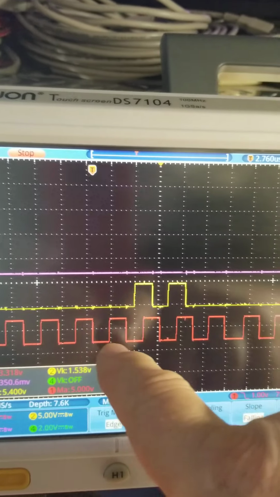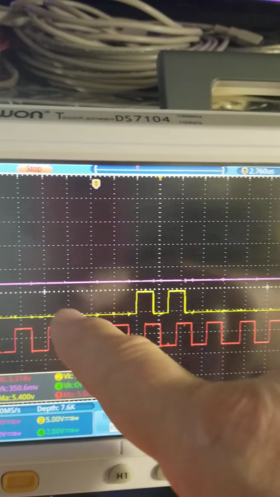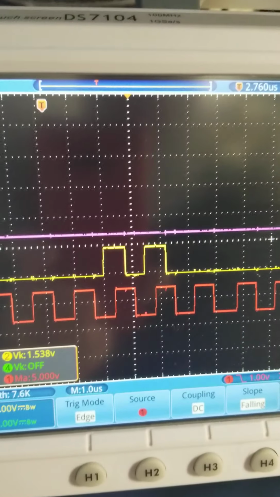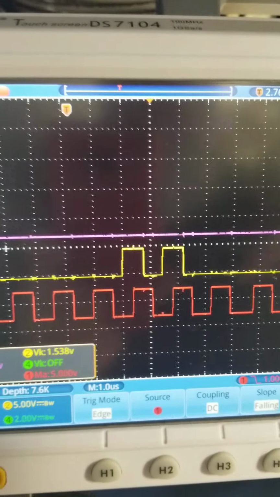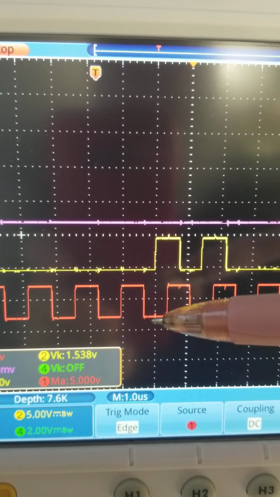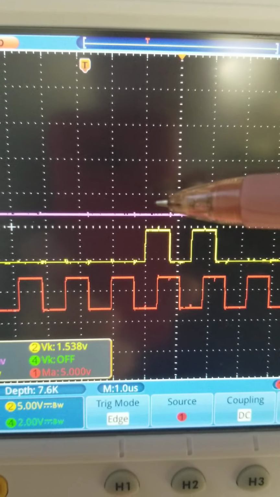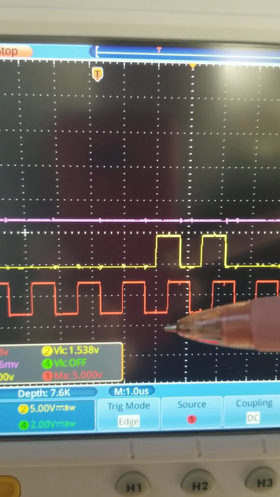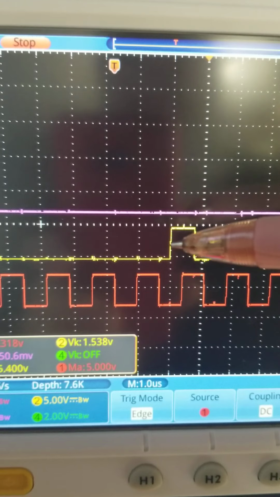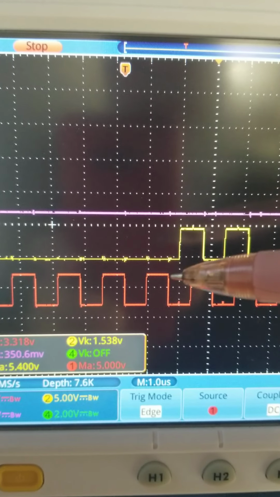So you can see the red guy, that is my clock, and the yellow guy is my data line, and the purple one's one I didn't talk about. It's not important for this discussion. So you can see, if you look at this line here, the dotted line, as an alignment, you can see that the leading edge of this data is on that line.